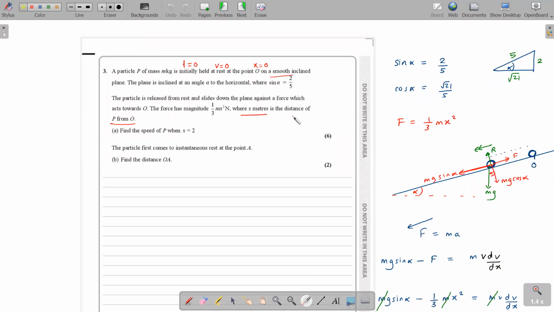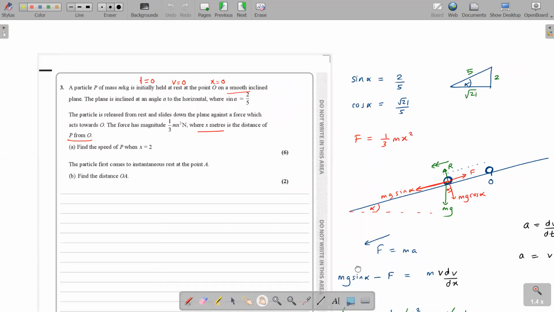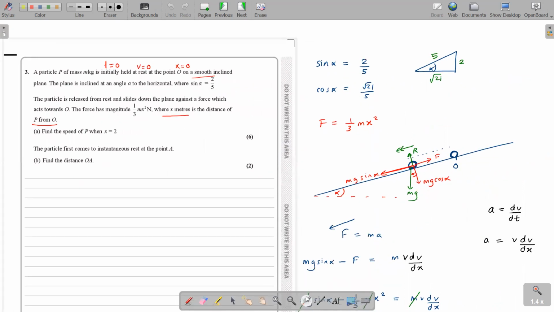The next part: the particle is released from rest and slides down the plane against a force which acts toward O. The force has magnitude 1 over 3 m x square newtons, where x meters is the distance of P from O. Find the speed of P when x equals 2. First thing is to have a visual idea of what's going on here. So what do they say?